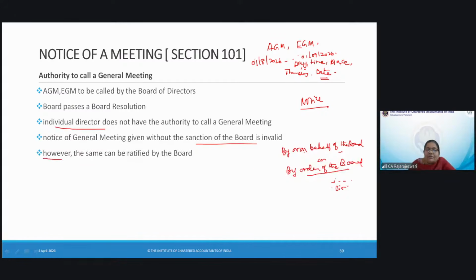However, there is an option. This is an exception. Though it is done, it can be ratified. Ratified means later on they accept. Ratification means the board can ratify the acts of the director who did not have the authority but used that authority. If the board says, okay, then that is called accepting. That accepting is called ratification by the board. The board should consent to the thing. So that is a ratification.